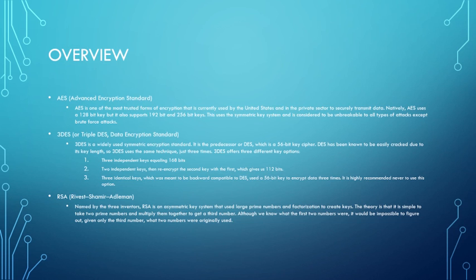RSA, named by the 3 inventors, is an asymmetric key system that uses large prime numbers and factorization to create keys. The theory is that it is simple to take 2 prime numbers and then multiply them together to get a third number. Although we know what the first 2 numbers were, it would be impossible to figure out, given only the third number, which 2 numbers were originally used to get that third number.